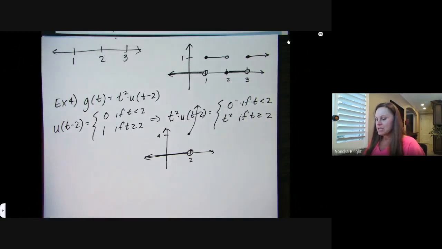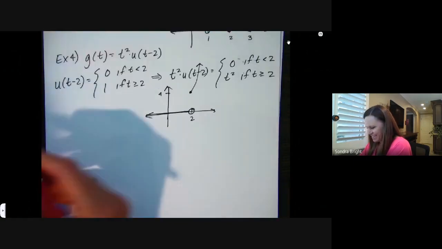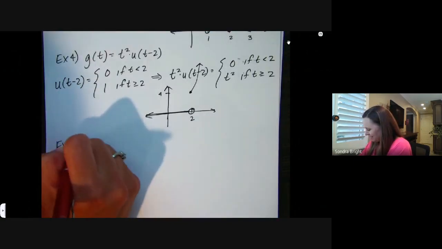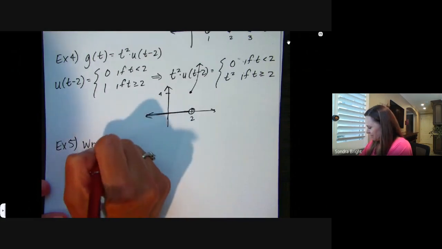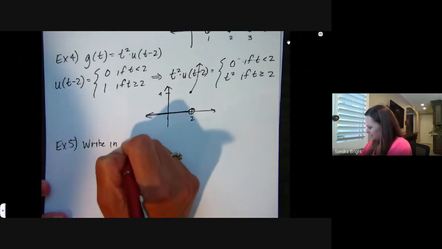Okay. So now what we're going to do is go backwards. Different type. All right, so example 5. We're going to write the following in terms of the unit step function.